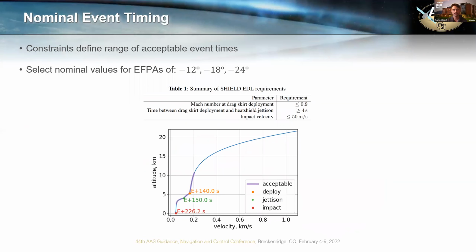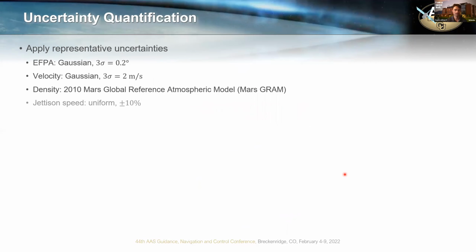So for these 3 identified nominal entry flight path angles, or EFPAs, we can then constrain the acceptable timing of these events based on the Mach requirement and the impact velocity requirement, and then identify nominal timing in that range. And this is showing that timeline for an EFPA of -18 degrees. And then we performed an uncertainty analysis to see, when we apply these relevant uncertainties, will the probes still meet the requirements when it's just triggered based on time? It's not actually identifying when it goes subsonic during flight.